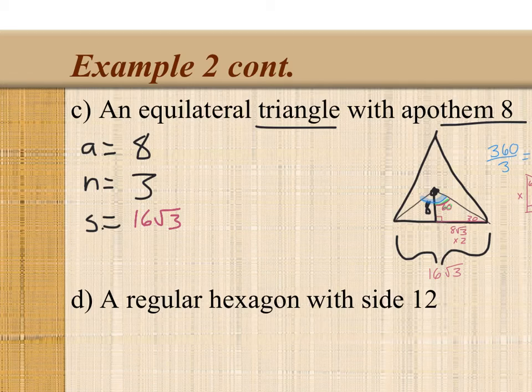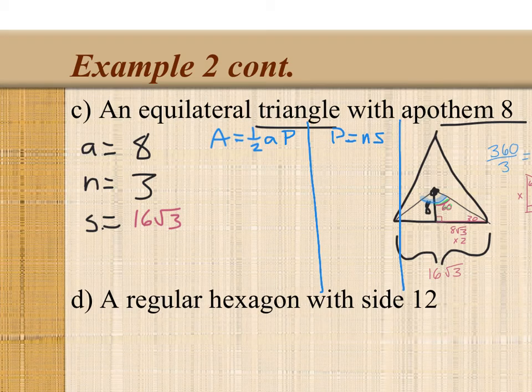Now we need our formula for the area of a polygon, which is 1/2 apothem times perimeter, and our formula for perimeter, which is number of sides times the side length. So let's find our perimeter first, because we need that for our other formula. So we have the perimeter is equal to 3 times 16 square root 3. So we just need to multiply the 3 and the 16 together, and we get 48 square root 3 for our perimeter. And now for our area, we just need to plug everything in.